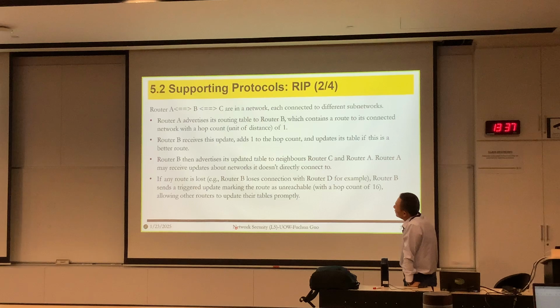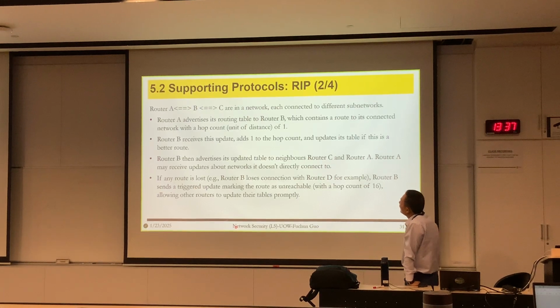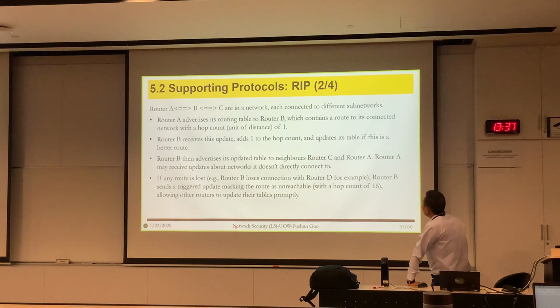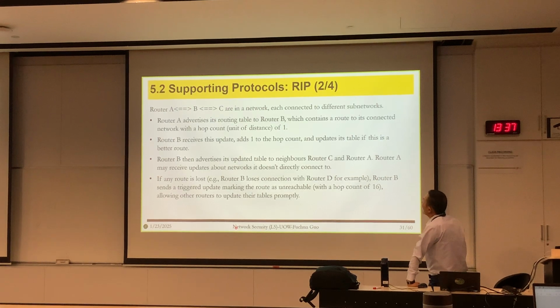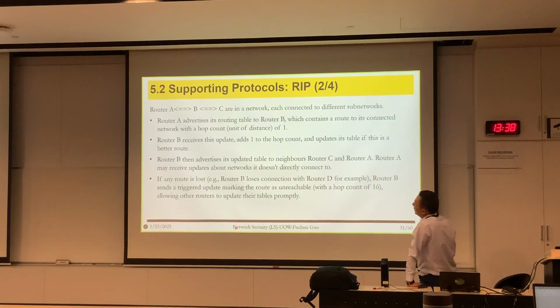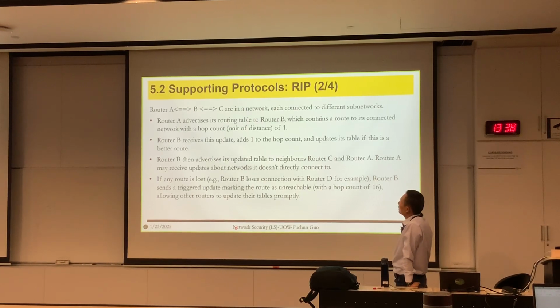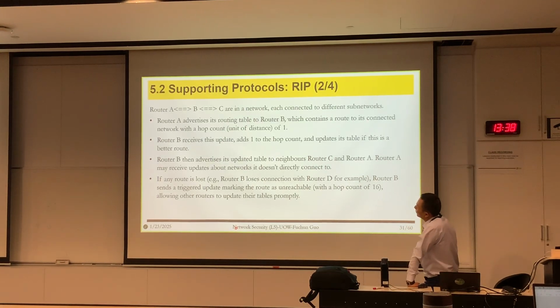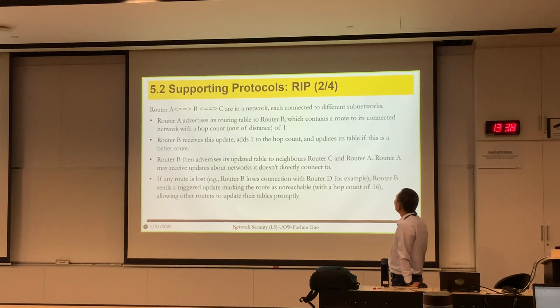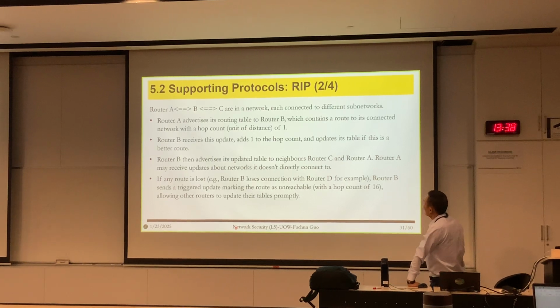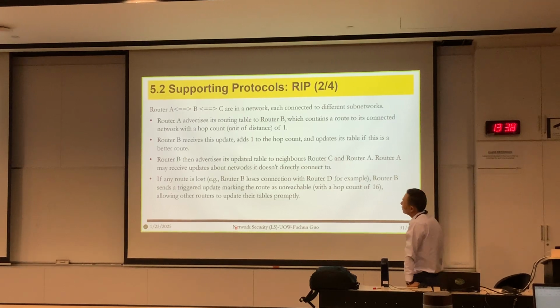Router B then can advertise its updated table to its neighbors, router C and router A. Tell them that I have updated my route table, you can have a look. Router A might receive updates about networks that it doesn't directly connect to. If any route is lost, router B will send a triggered update, marking the route as unreachable, allowing other routers to update their tables.